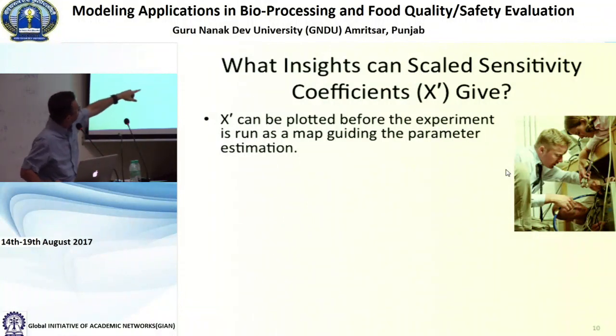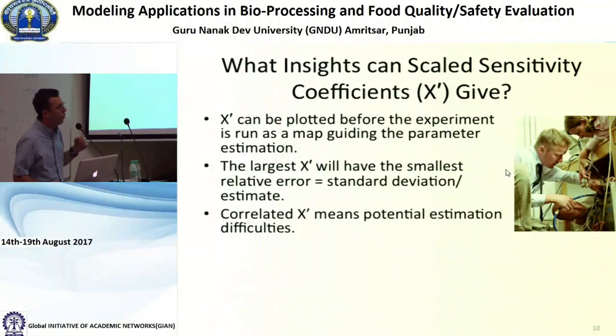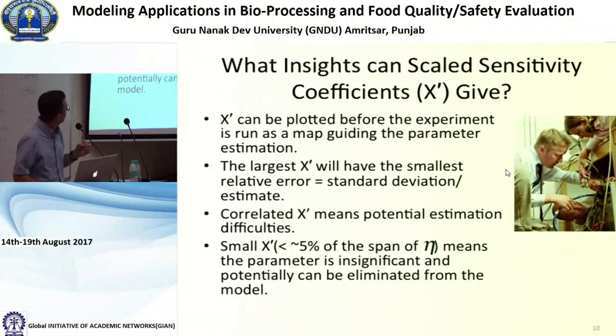Now, why do I have a picture of this? I'll tell you this one. So the largest scaled sensitivity coefficient will have the smallest error. That will tell you which one's the most accurate. And if they're correlated, it means you're going to have parameter estimation difficulties. And then if you have a small scaled sensitivity coefficient, if it's less than 5% of the total, you probably can't estimate it, and you can just remove it.